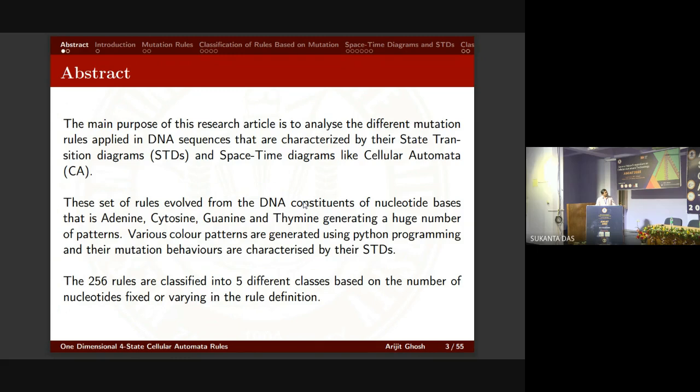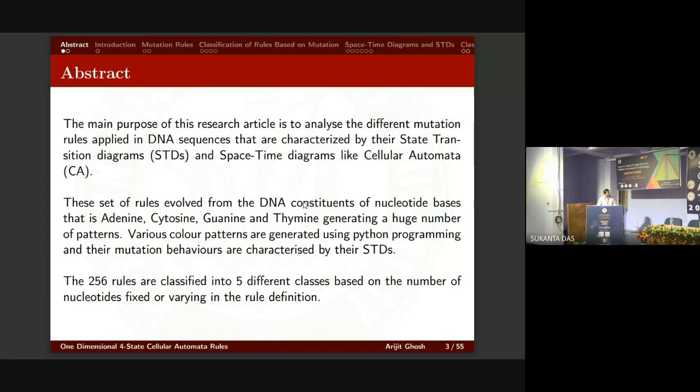Here is the abstract. The main purpose of this research article is to analyze the different mutation rules applied in a DNA sequence that are characterized by the state transition diagrams and space-time diagrams, like the cellular automata. This set of rules evolved from the DNA constituents of the nucleotide bases, that is the adenine, cytosine, guanine, and thymine, generating a huge number of patterns. Various color patterns are generated using the Python programming language, and their mutation behaviors are characterized by their STDs.